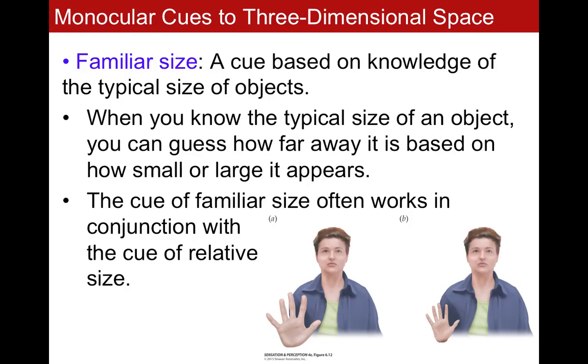Another cue that you use to determine depth is familiar size. We know the typical size of objects, and when you know that, you can guess how far away something is based on how big or small it looks. This often works in conjunction with the cue of relative size. In this picture, the hand on the left looks closer than the hand on the right because it's huge, and we know how large hands generally are relative to the size of a woman's body. So you're definitely like, yeah, the one on the left is closer to me than the hand on the right.